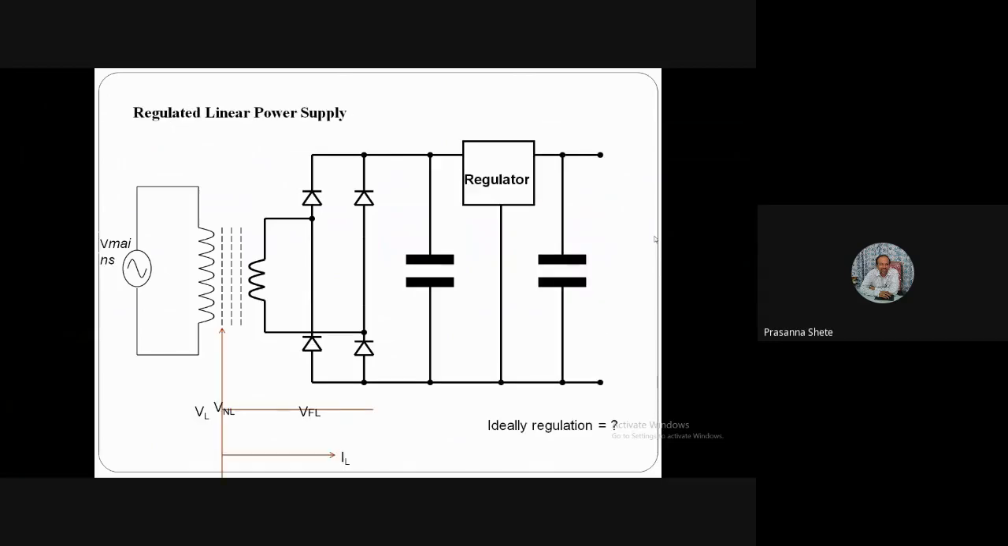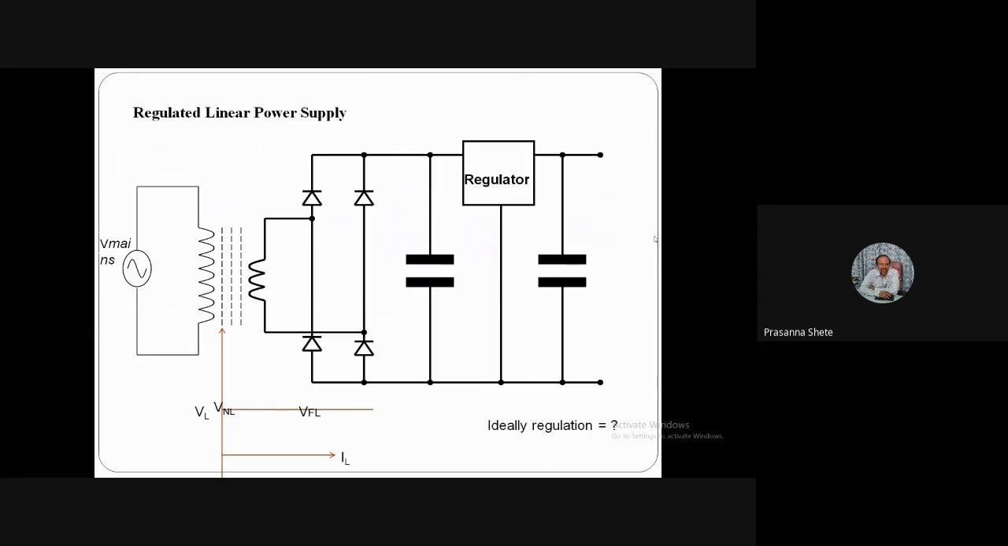Thus, we can see in this particular diagram on the screen that after filter, we are going to use the regulator block and then a capacitance. Then the output is connected to the load. As per the characteristics curve shown at the bottom of the screen, there is a constant voltage with respect to current. So we have VNL and VFL approximately same. Thus ideal regulation will be how much?